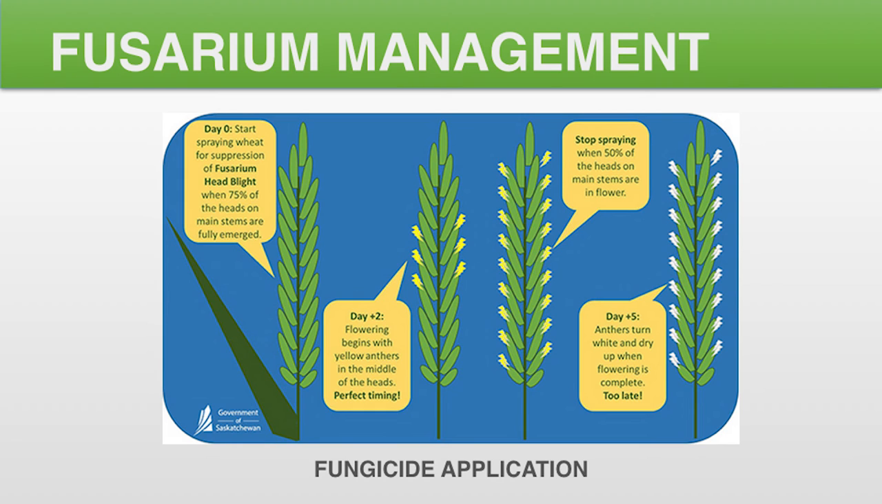The application at early heading or growth stage 37 is the appropriate time. Day zero to start spraying is when 75% of the wheat heads are on the main stems or fully emerged, and the window closes when the anthers are extruded and begin to turn white and dry.